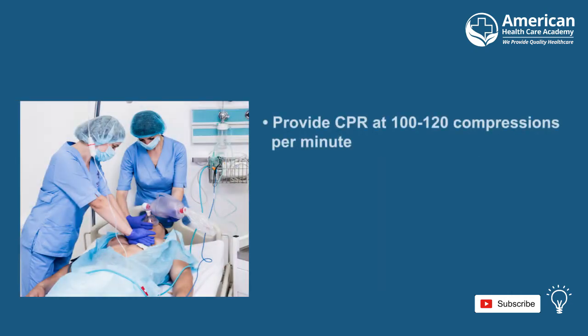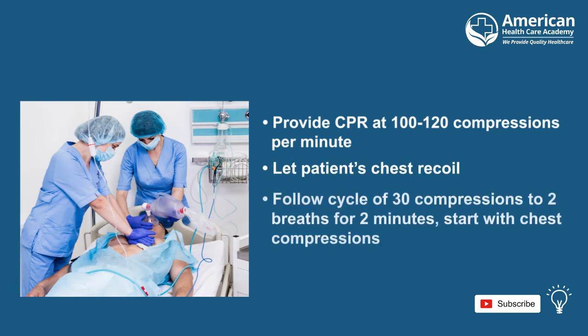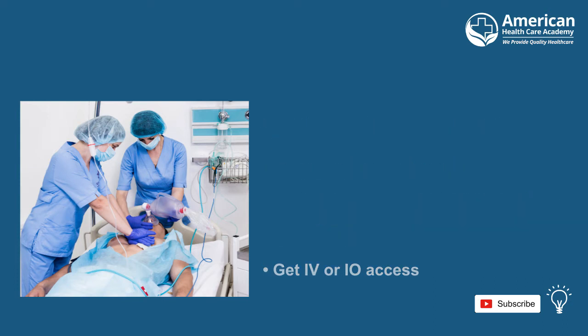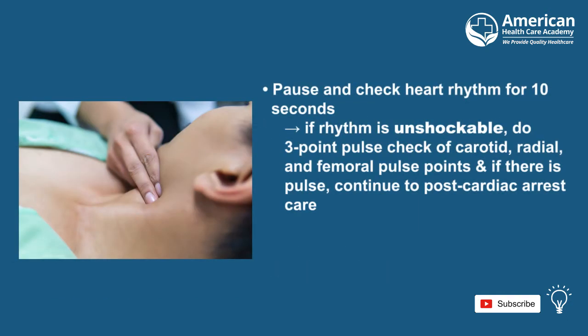Continue providing CPR to the patient at a rate of 120 compressions per minute and allow the patient's chest to recoil. Follow the cycle of 30 compressions to 2 breaths on the patient for 2 minutes, starting with chest compressions, and get IV or IO access. Pause to check the heart rhythm for 10 seconds. If the rhythm is unshockable, do a 3-point pulse check of the carotid, radial, and femoral pulse points.